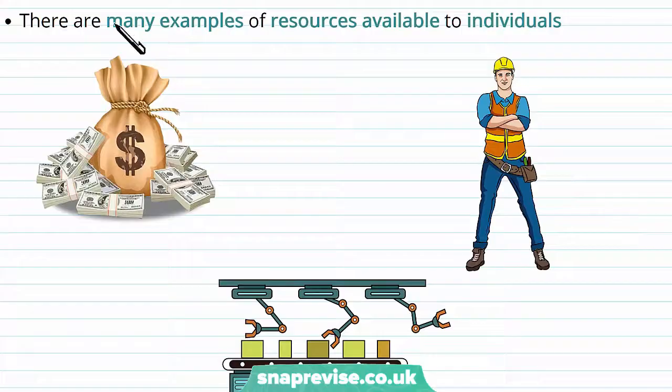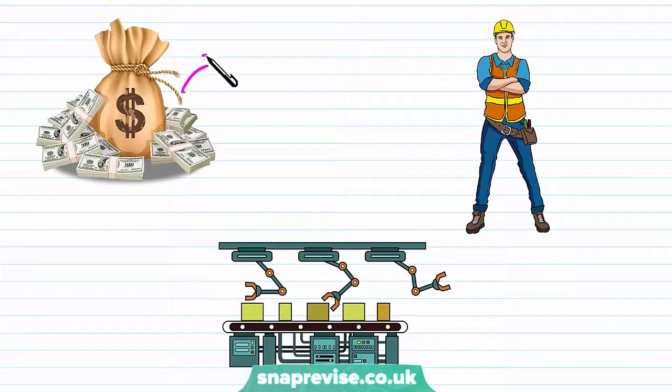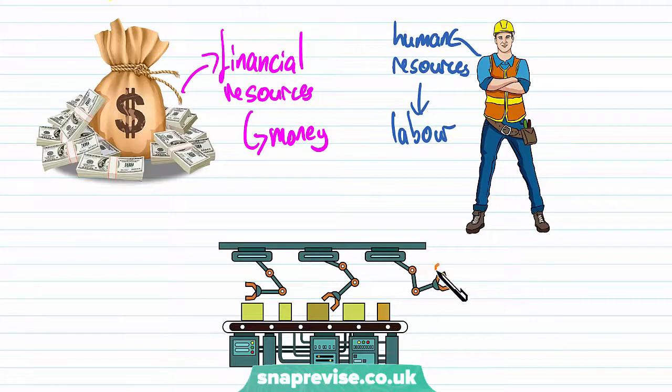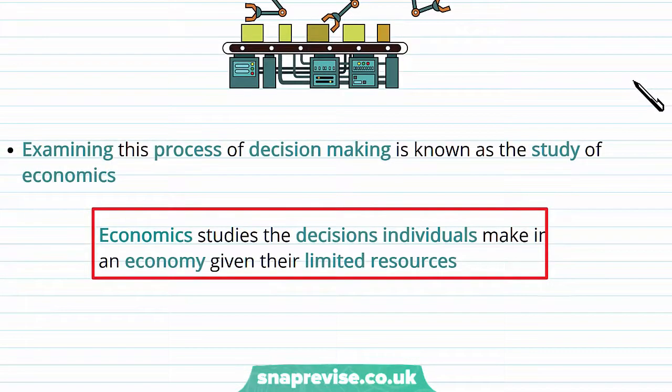And there are many different examples of resources available to individuals. So we have financial resources, such as money. We have human resources, such as labor. And then we have something more simple, such as machinery and production equipment. Now, there are many more resources in our economy, so this is just the limited list. So it actually goes on much more than this. So the examination of the process of decision making is known as the study of economics. So economics studies the decisions individuals make in an economy given their limited resources.